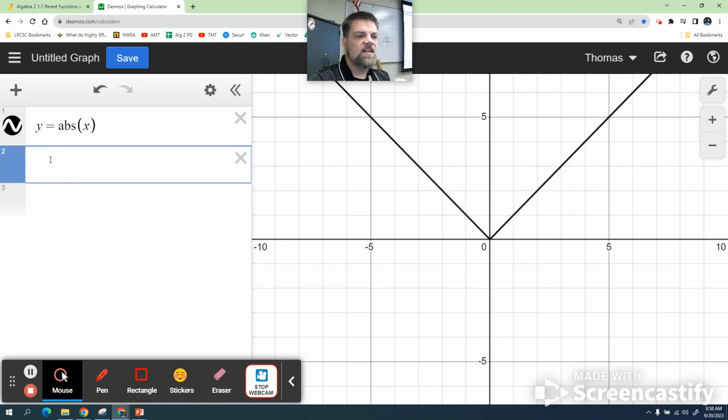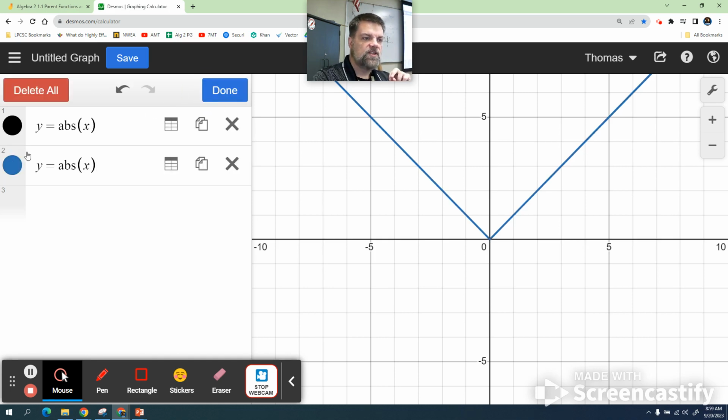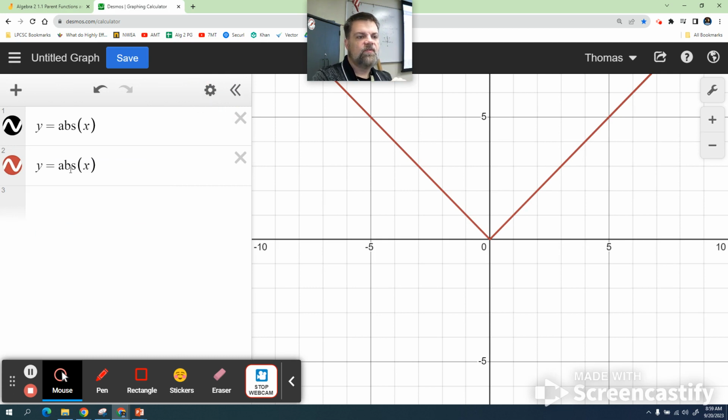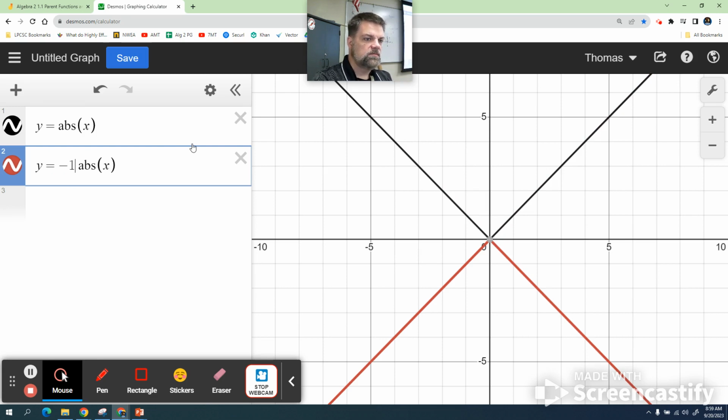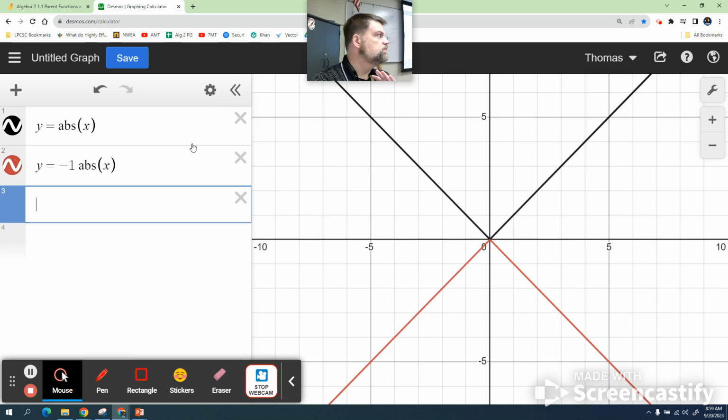All right, so now for this next one, I'm going to do the same thing. I'm going to say y equals ABS and put x. And I guess I'll change that color to red. Okay. So now the first thing I'm going to do is put that minus 1 in the front. So if I say minus 1, what does it do to the graph? It just flipped it upside down, right? So that's all it did, it flipped it upside down.